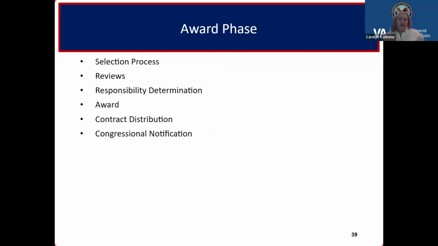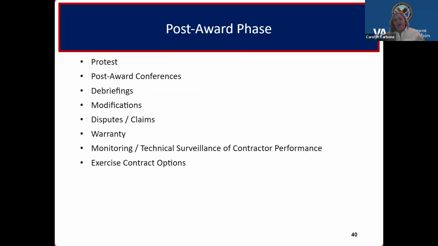Okay, and then the award phase, there will be the selection process. The selection official would select the awardee, and in a best value process, we would rely on your technical reports, and then also the past performance, the price, and any other factors that might have been evaluated, and make that decision in accordance with the basis for award. Responsibility determination, then we'll make the award. There'll be a contract distribution, and then the congressional notification will be done for anything over $4 million. And then these are just some of the post-award phase activities.